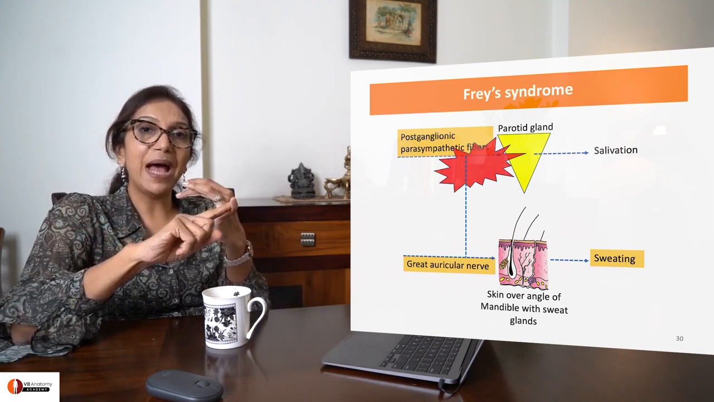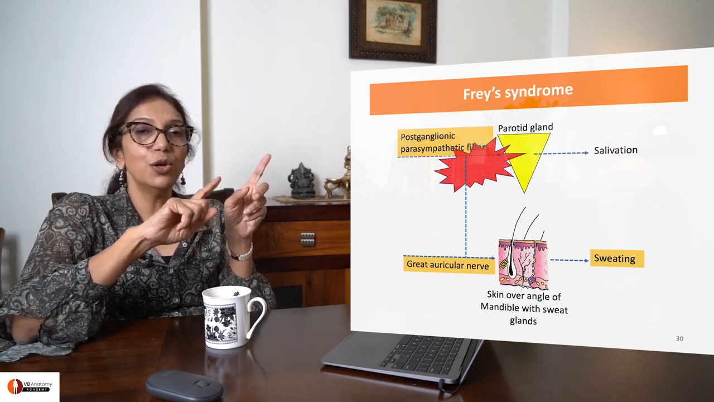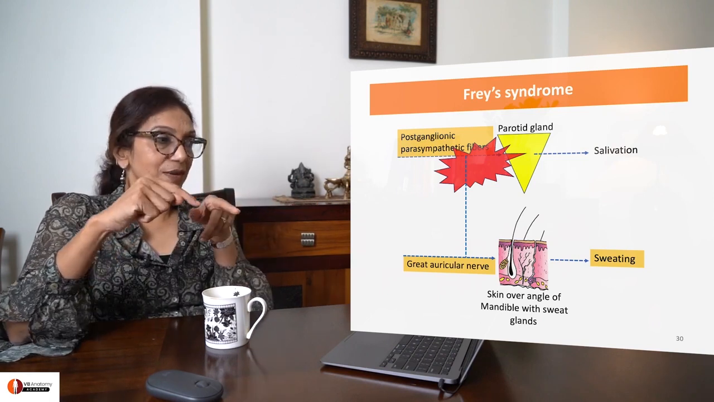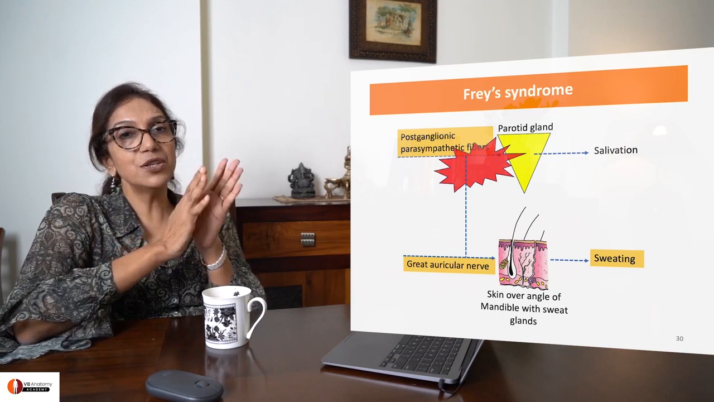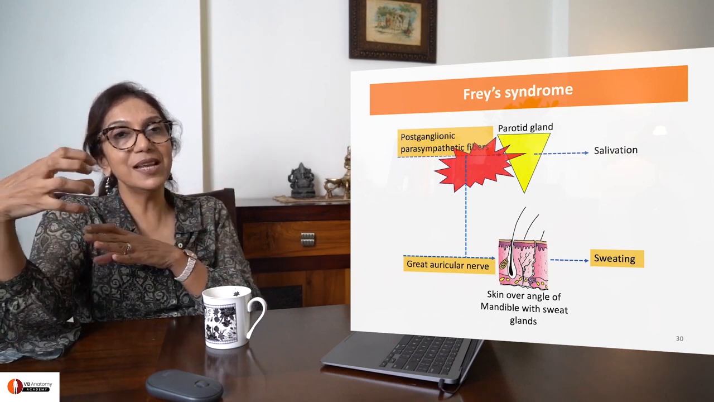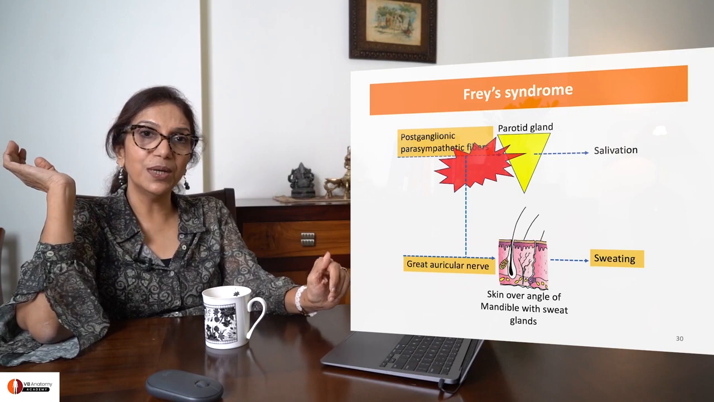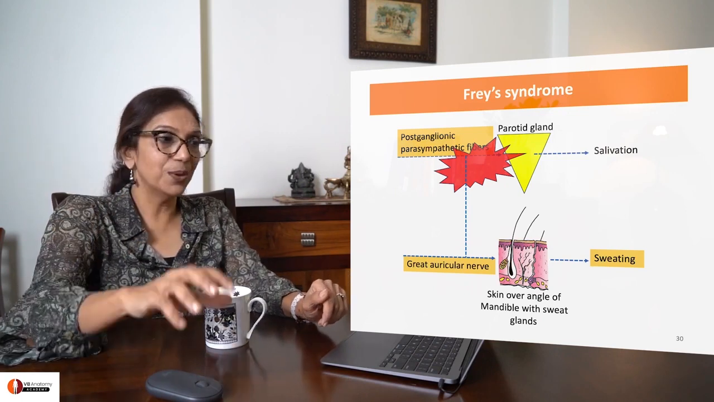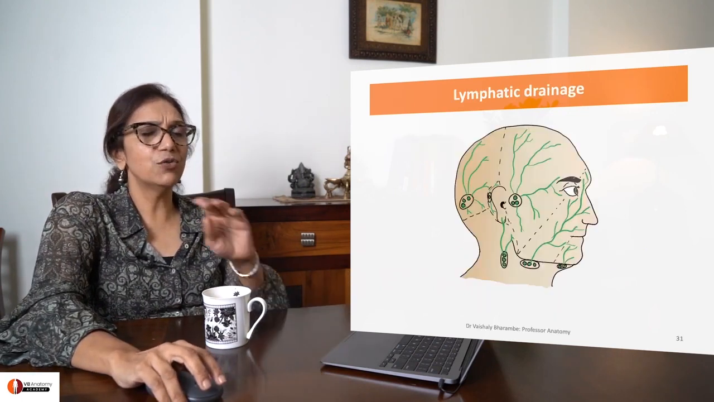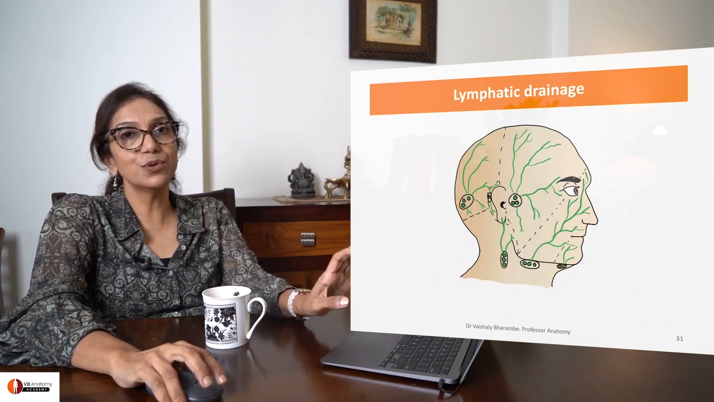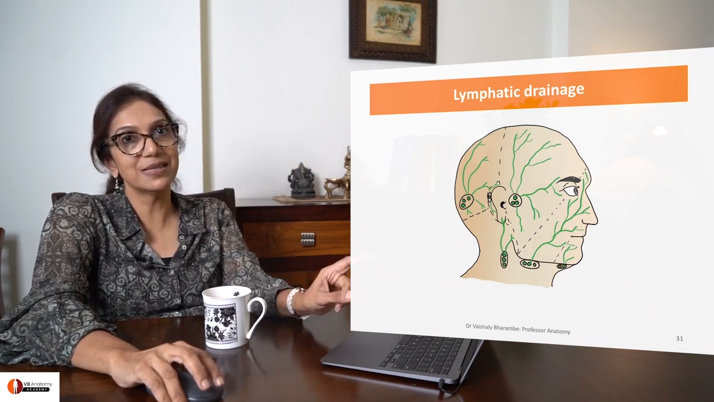The malunion of the postganglionic parasympathetic fibers with the great auricular nerve, which therefore takes the stimulus to the skin instead of taking the stimulus to the parotid gland. Okay. So this is called Frey's syndrome, asked very often in MCQ. Students, do take time out to understand this.